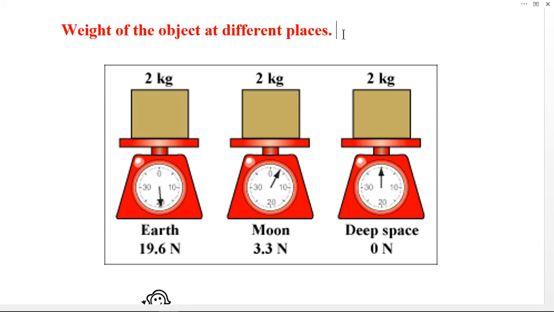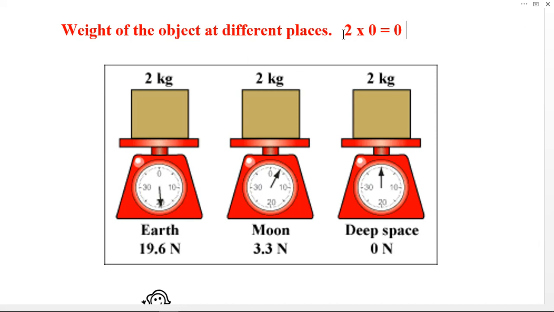Now if you take the same object to deep space, you will not feel any weight, because in deep space there is no gravity. If there is no gravity, it means there is no weight, but still the mass will remain 2 kg. For example, if I multiply 2 by 0, why 0? Because there is no gravity at all. In place of g I put 0. If I multiply them, what answer will I get?